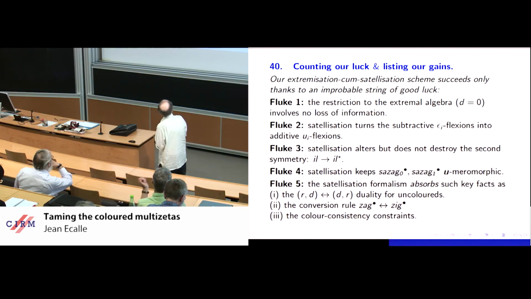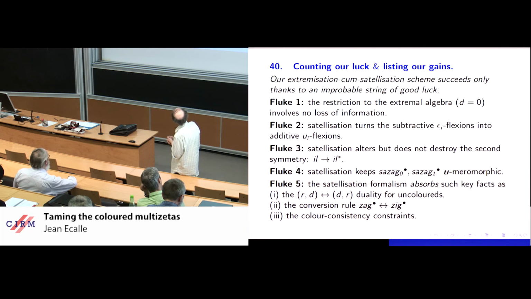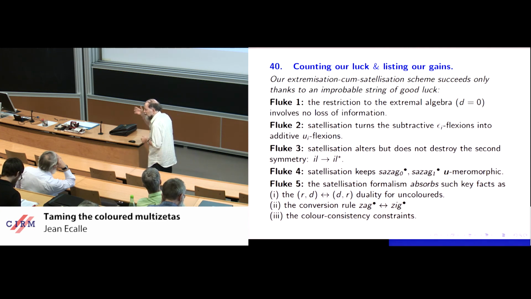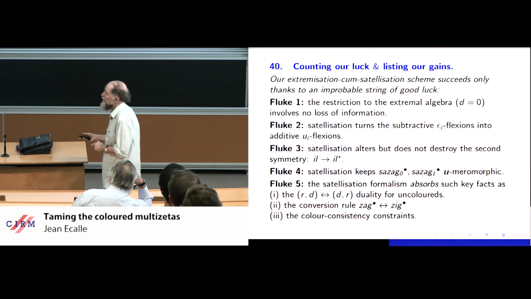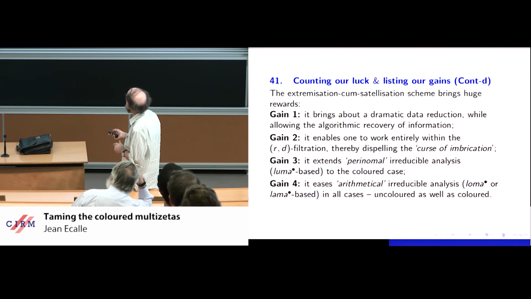And then the third point: satellization alters but does not destroy the second symmetry. It keeps everything meromorphic, again surprisingly, and it absorbs absolutely, in a very natural way, the Hoffman duality and the color consistency and many things. It works very nicely. So my time is almost up.